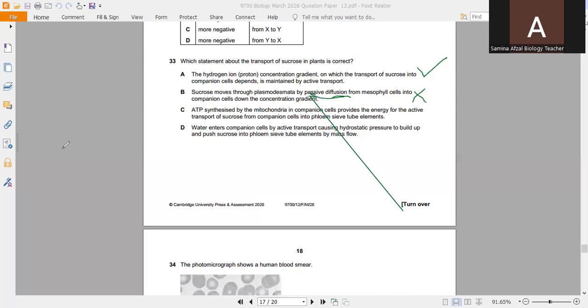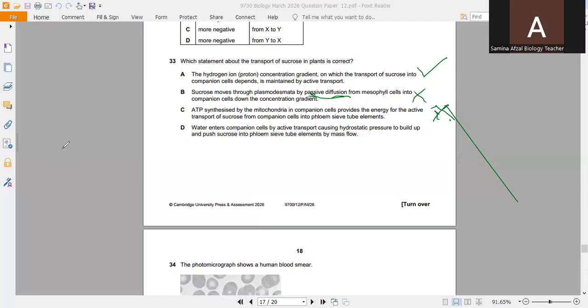Now C, ATP synthesized by mitochondria in companion cells provide the energy for the active transport of sucrose from companion cells into the phloem sieve tube elements. This is again not correct. Why not correct? Because sucrose moves from companion cells into the phloem sieve tube elements passively via plasmodesmata. The active transport step happens when importing sucrose into the companion cells from the apoplast. So this is not correct.